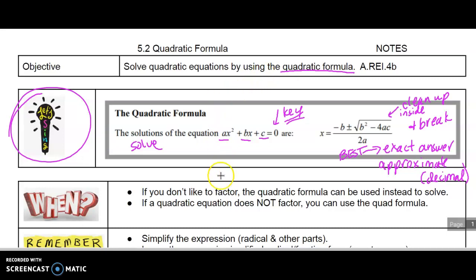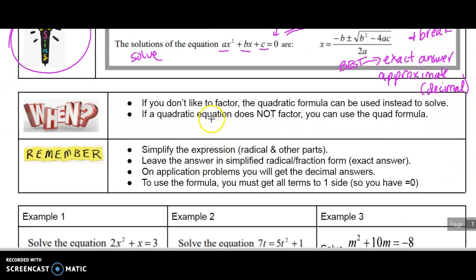So when would we use this? Well, the good news is if you don't like factoring, you can use the quadratic formula instead of solving it. This would have worked in the last section, 5.1. So if you didn't like factoring and you skipped it, you can go back and go ahead and do 5.1 using the quadratic formula, okay? On a unit test, it is an acceptable substitution. It's not going to be quicker, but it is an alternative to factoring.